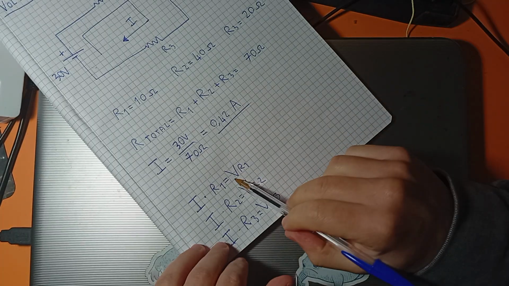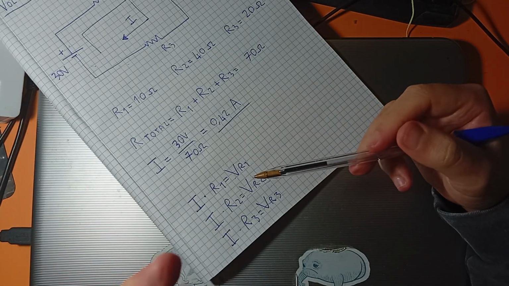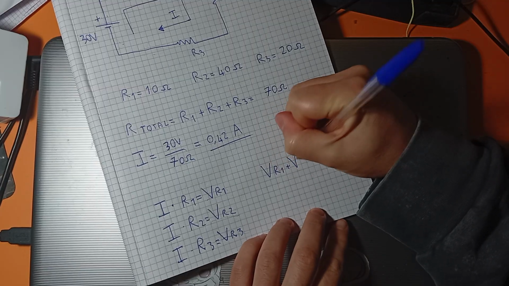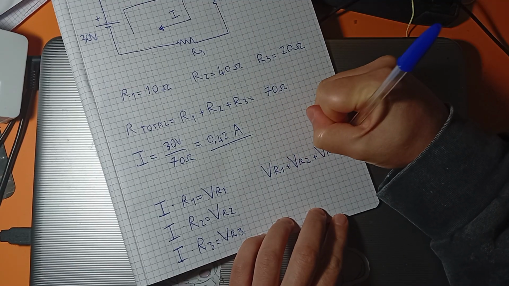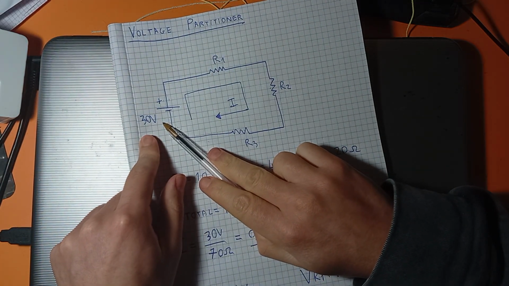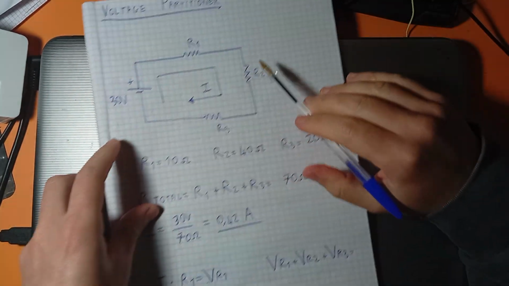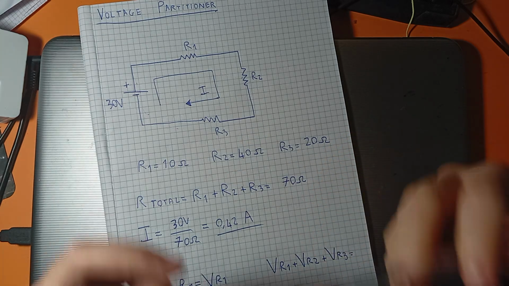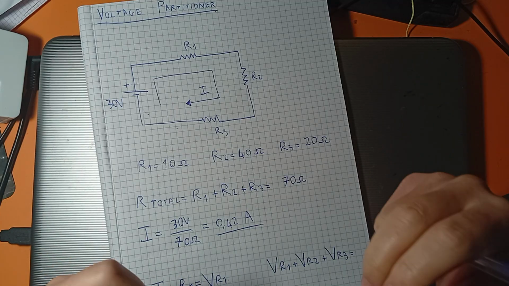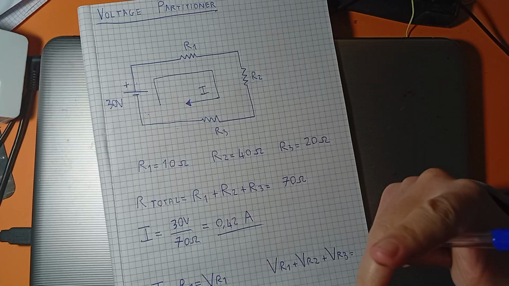Later, when I have obtained all the 3 voltage drops, if I add them, VR1 plus VR2 plus VR3, I should obtain this amount of voltage, because all these 30 volts will distribute here, here, and here. And remember, the bigger the resistor, the more voltage it takes, the more voltage drops on it. The smaller the resistor, the fewer volts drop on it. Remember this.